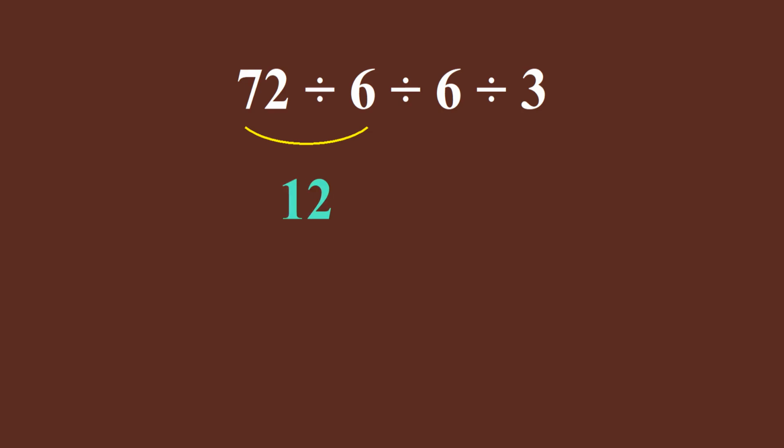In today's story, 72 divided by 6 gives us 12. And here we have 6 divided by 3, which equals 2. So 12 divided by 2 is just 6.